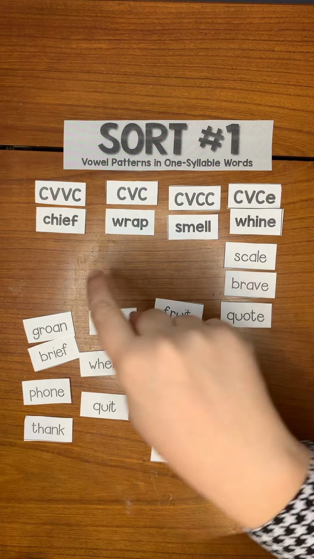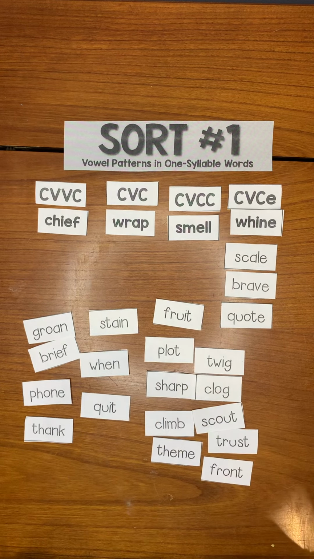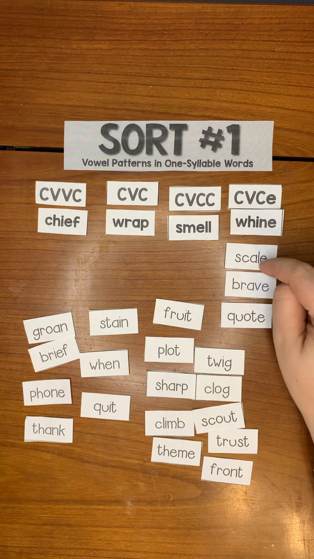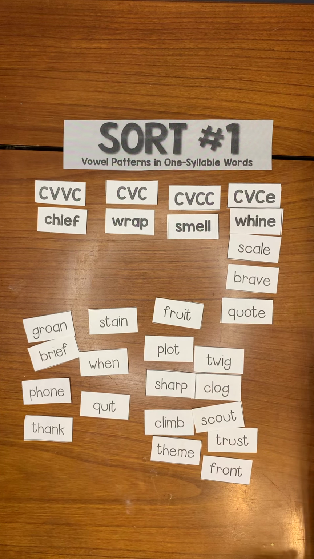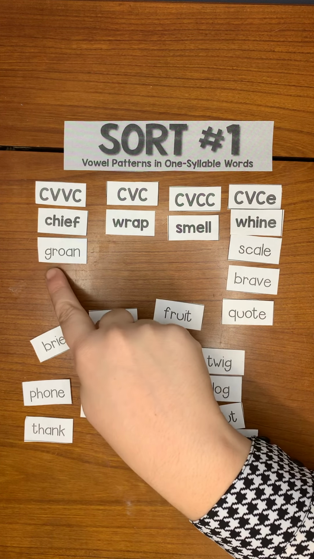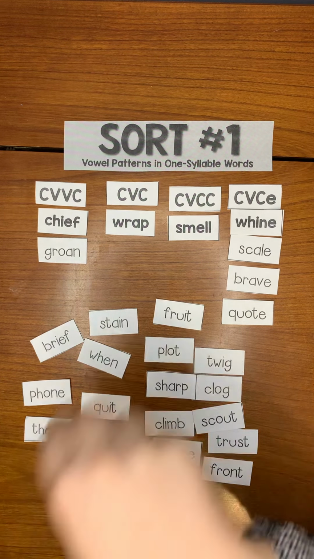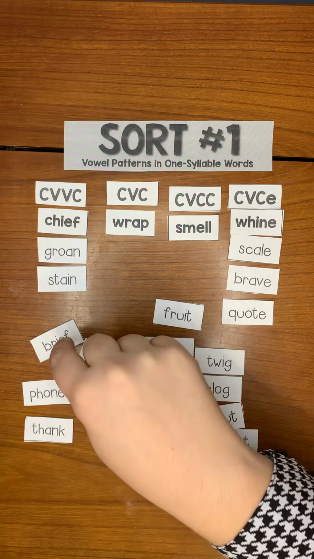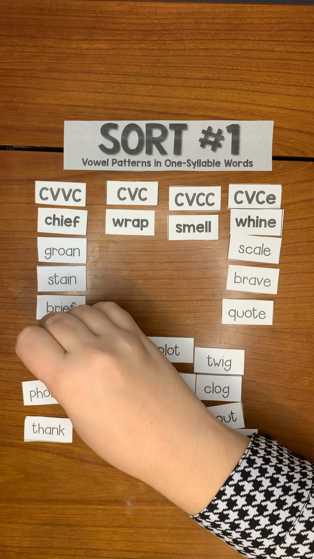Another one that's kind of easy for me is CVVC, because that means it's going to have 2 vowel sounds together in the middle of the word. Lots of words have 2 vowels, right? But not always together. These ones have 2 vowels, but they're separated with a consonant. A word that goes here is just going to have 2 vowels together, like grown has consonants and then vowel, vowel, consonant. Stain also has 2 vowels together to make that A sound. Brief has 2 vowels. Fruit has 2 vowels.